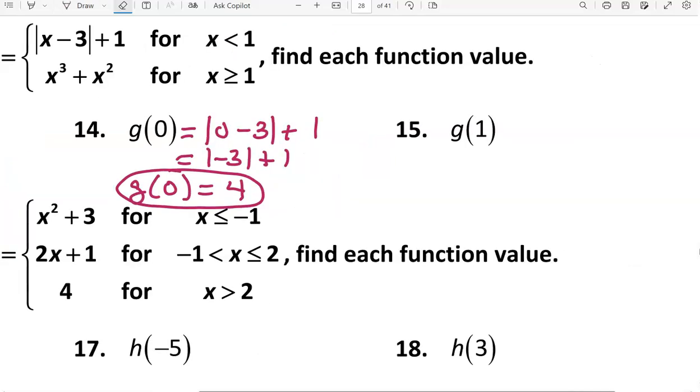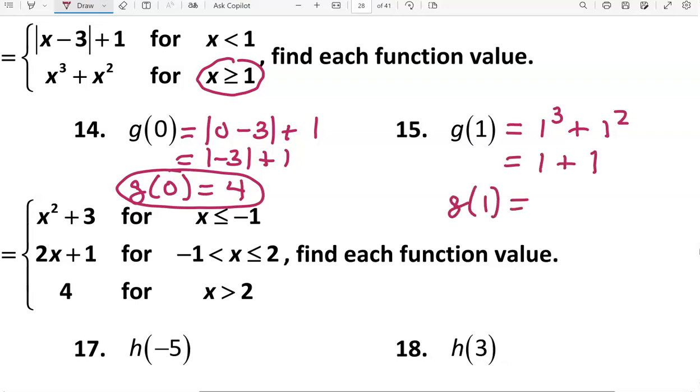In number 15, we are asked to find the value of g of 1. 1 is included in the second interval because 1 is greater than or equal to 1. So we'll use the second part of the definition. G of 1 is equal to 1 cubed plus 1 squared. 1 cubed is 1, 1 squared is also 1, so g of 1 is equal to 2.